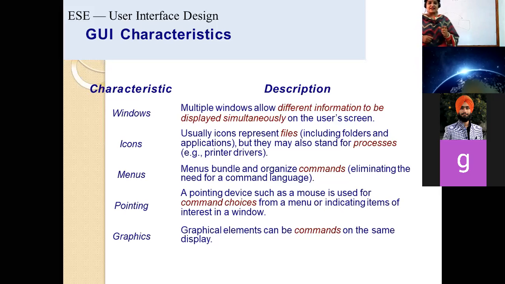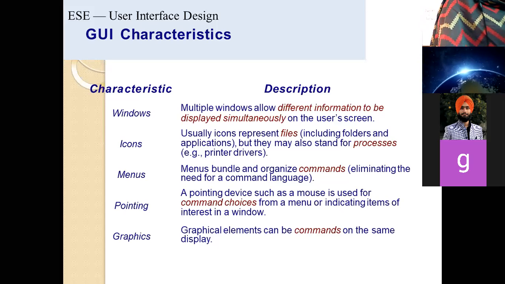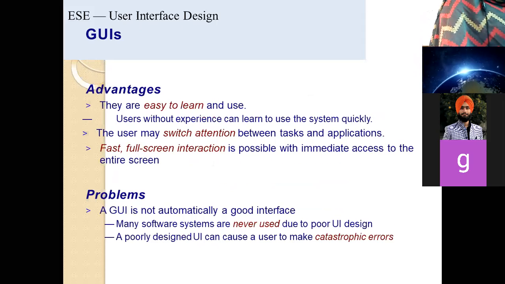A pointing device such as a mouse is used for command choices from a menu or indicating items of interest in a window. We know what pointing is. Next is graphics. Graphic elements can be commands on the same display. So from the graphical representation, we can see which kind of commands those graphical representations will invoke on the same display. Next is the advantages of GUIs, graphical user interfaces.